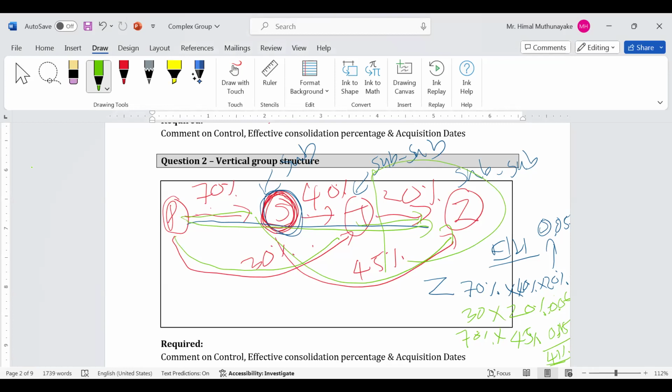So this is how you will be calculating the effective holding of company Z, right? Company Z. Okay, right.